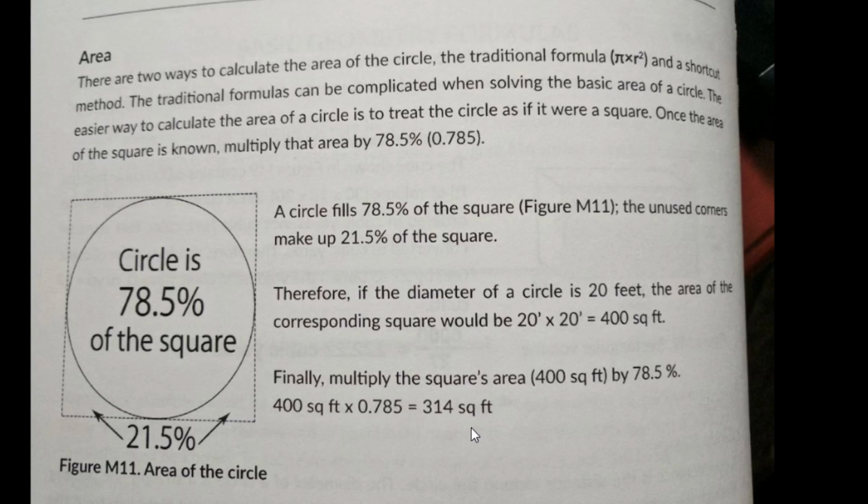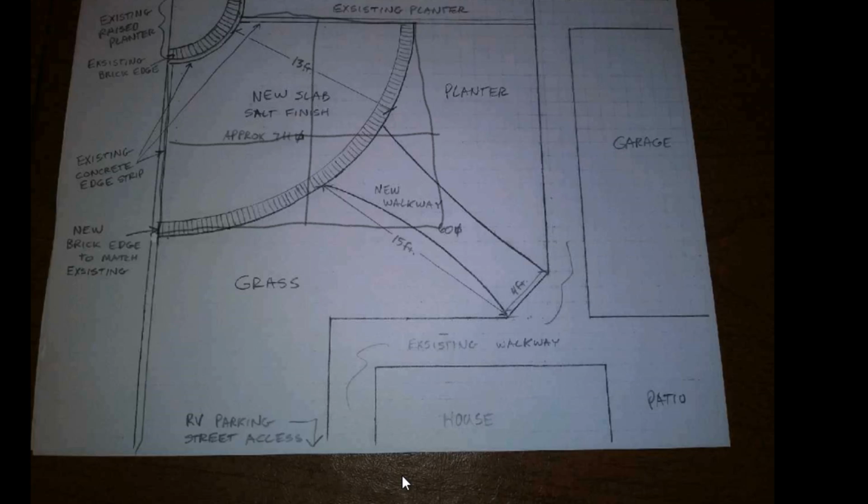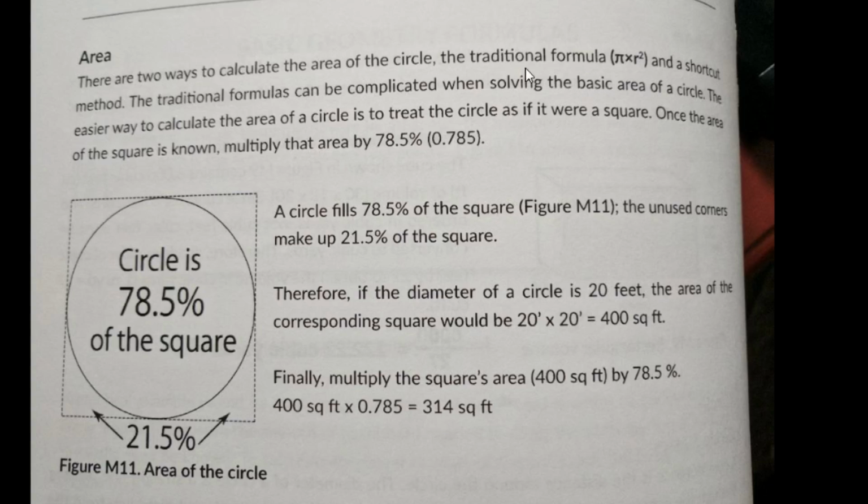But there are two main ways of calculating area in a circle, and what we're going to be dealing with is 1/4 of a total circle. The two methods are pi times radius squared, and the other method is, once you figure out the square footage within your square, you just multiply that by 78.5%, and that will give you the exact square footage for the radius slab or whatever kind of odd circle you're working with.